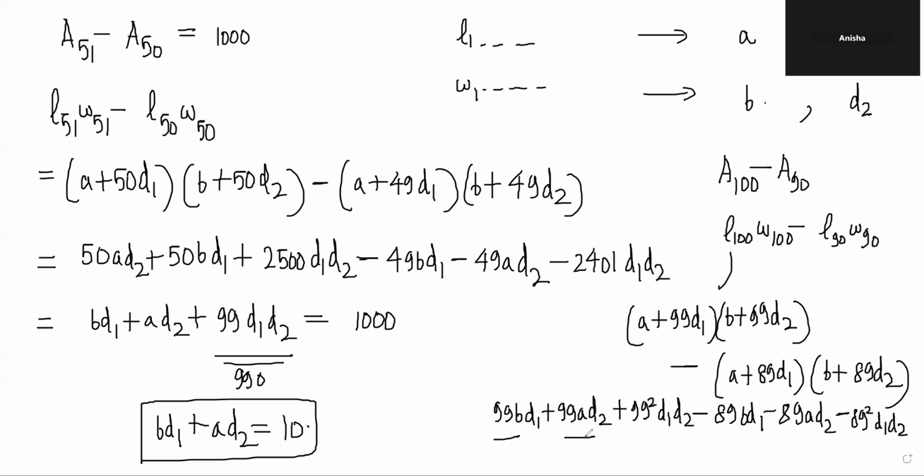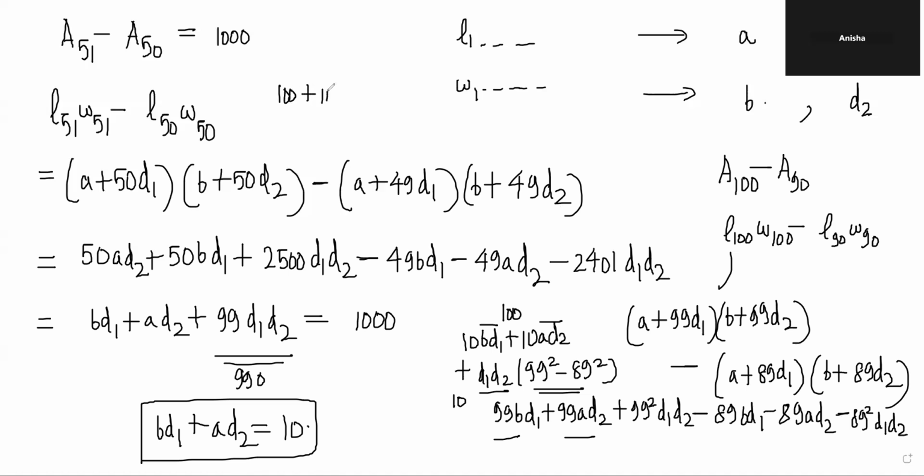So this will become 10 BD1 plus 10 AD2 plus D1 D2 into 99 square minus 89 square. BD1 plus AD2 is 10, so this is 100 here and this is 10 into this, right? 100 plus 10 into 10 into 99 plus 89, that is 188. So 100 plus 90 minus 2, so 188, right?